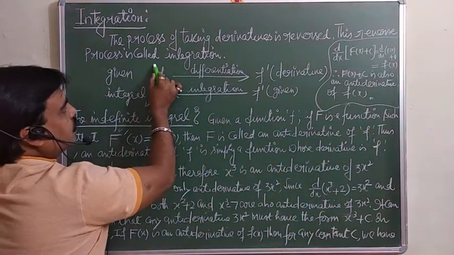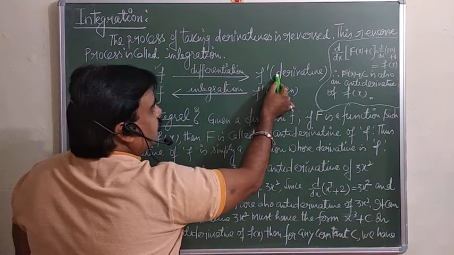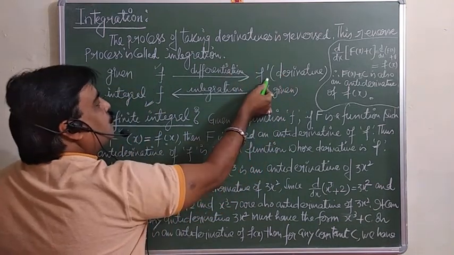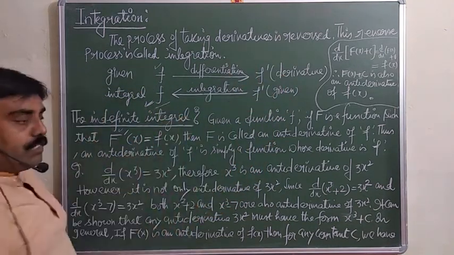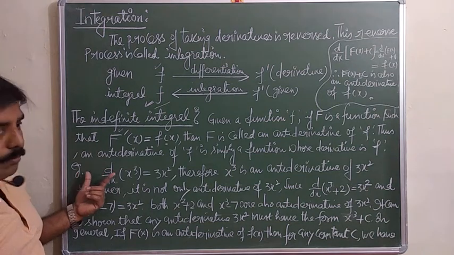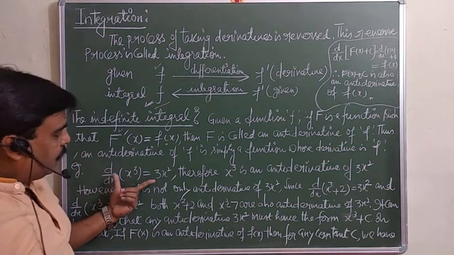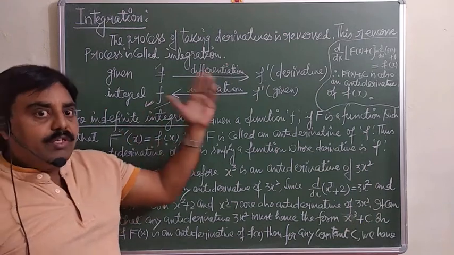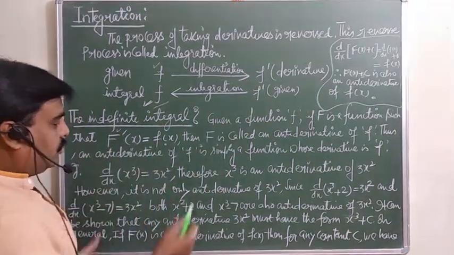Means any function is there, take the derivative of that function, then again take the antiderivative, you will get the function itself. But here, look at one example. With the help of this example, we will try to understand where we will use the constant term, and what the reason is.